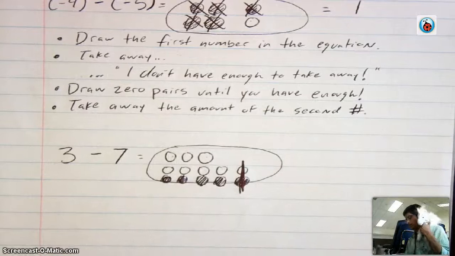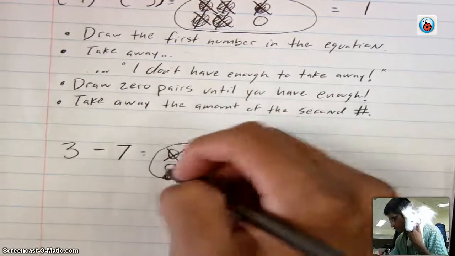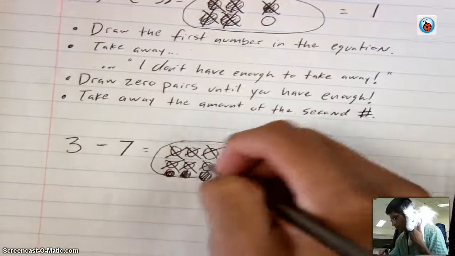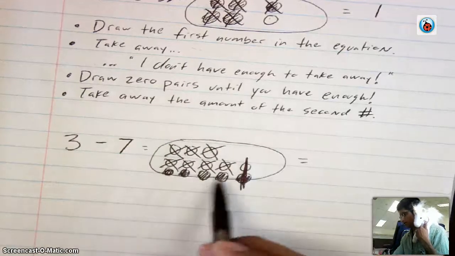Oh man, you're getting impatient. All right, so cross out 1, 2, 3, 4, 5, 6, 7. So what's left? 4 negatives.